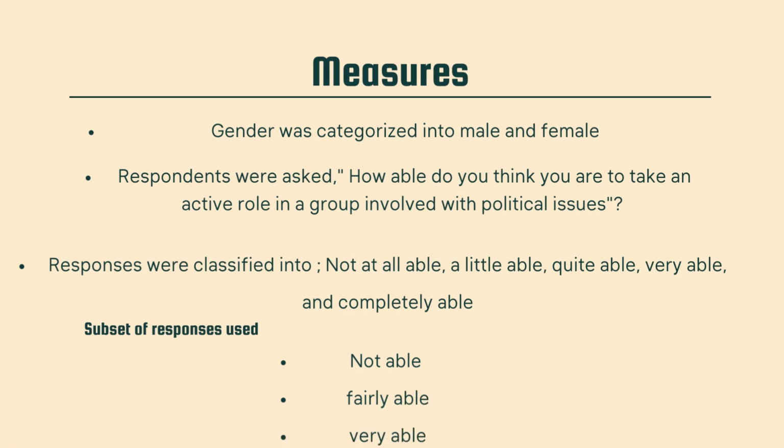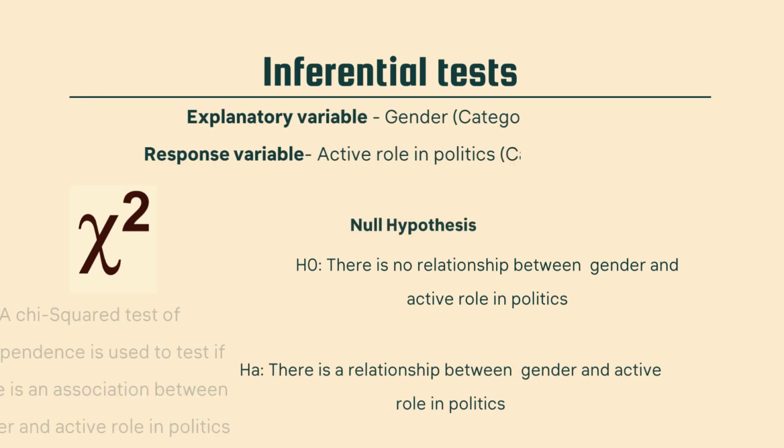The respondents were asked how able they think they can play an active role in a group that was involved with political issues. After this question was asked, the responses that were given were classified into not at all able, a little able, quite able, very able, and completely able. I further subsetted these results into not able, fairly able, and very able.